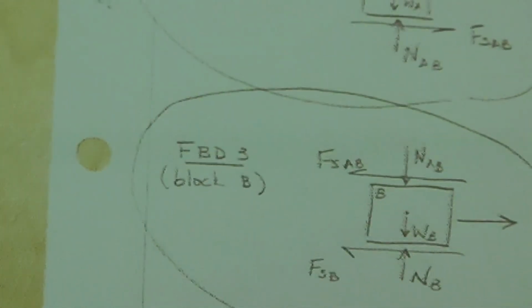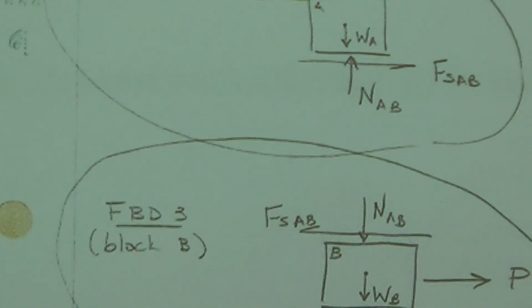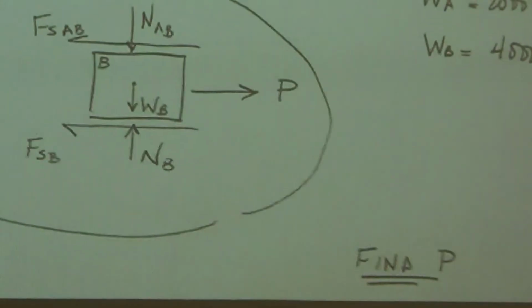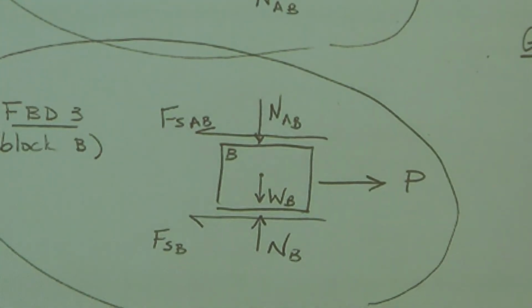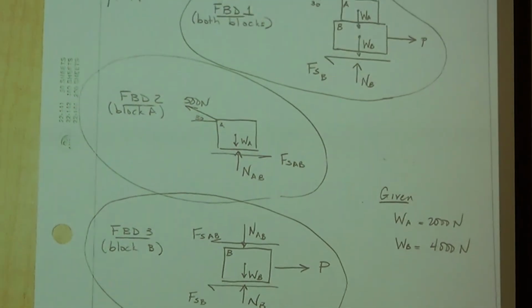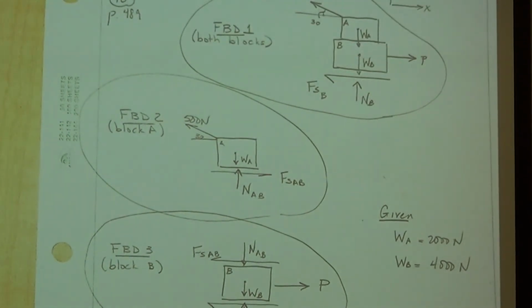Looking at the free body diagrams then, what is the most efficient way of solving this problem if you only need to find P? Talk to the person next to you. We have free body diagram 1, 2, and 3. Which free body diagrams would you want? Which equations would you use?